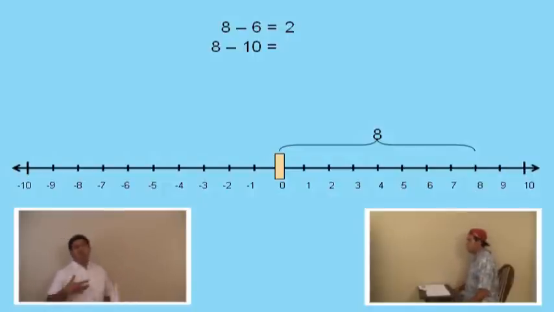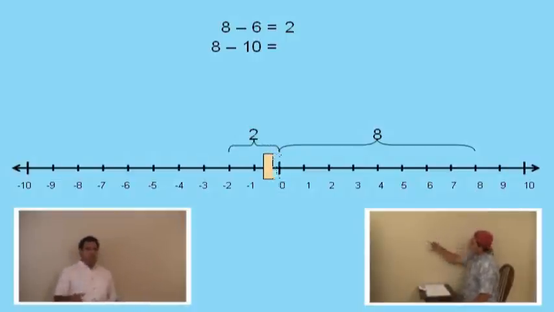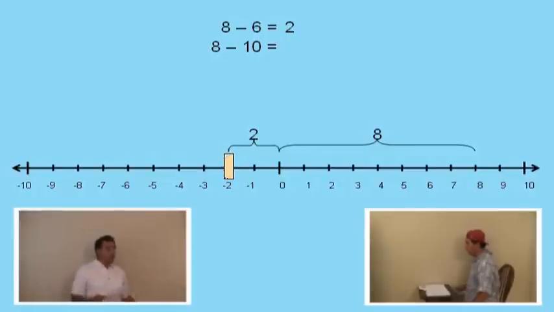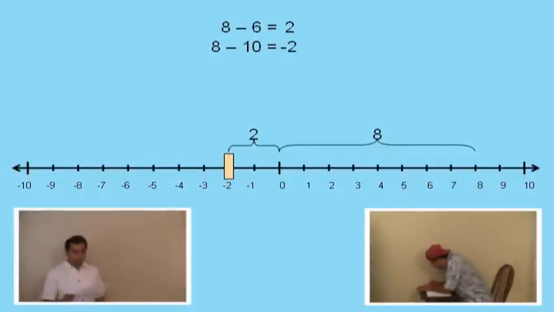Okay, so people will have different reasons for going to 0 first. Okay, but Charlie, how many more do you have to go still? You have to go left 10, you started at 8, you moved 8 left, and now you have how many more? 2. That's good. So you end up where? At negative 2. That's good, Charlie. So go ahead and record your answer, negative 2. And so we do get a negative answer.